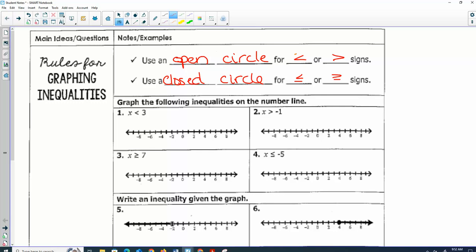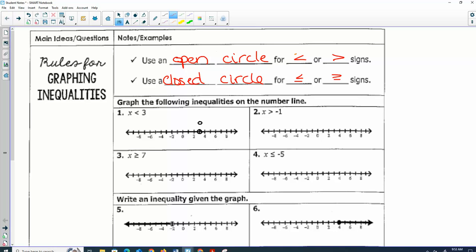So if I look at number 1, x is less than 3. So first of all, would it be an open or a closed circle? Closed. It'd be open. There's no equal to. So we are going to do an open circle at 3. If it's hard for you to see on your graphs, I don't mind if you do it above the graph if you're having trouble seeing what's what.